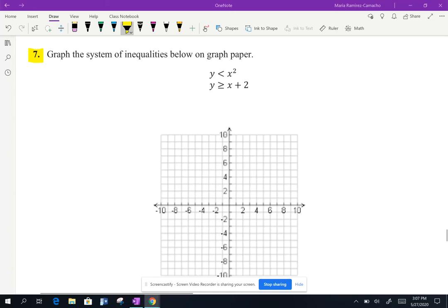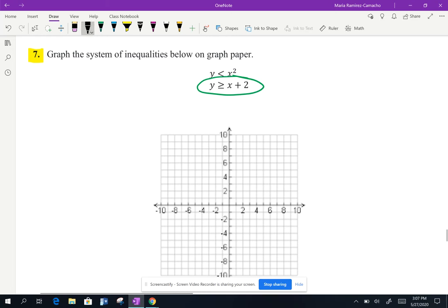Number 7 says graph the system of inequalities below on graph paper. So I copied and pasted a little blank graph that I got from Google. Let's graph this inequality first because I think we're more comfortable with graphing linear inequalities versus quadratic ones.